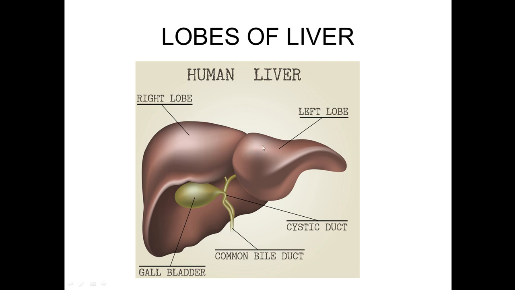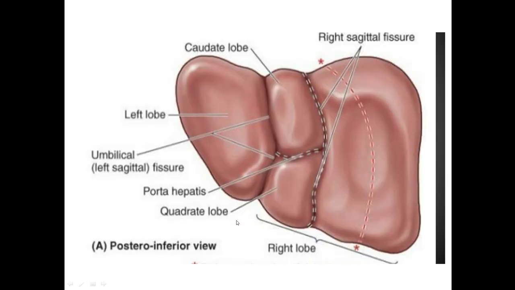Now let's see the features of the liver. We know it's a massive organ and it has two lobes, a left lobe and a right lobe. What else can we see over here? The gallbladder, and emerging from it is the cystic duct, and here is the hepatic duct, and they unite together to form the common bile duct. Okay, let's see one more slide to show you the two lobes.